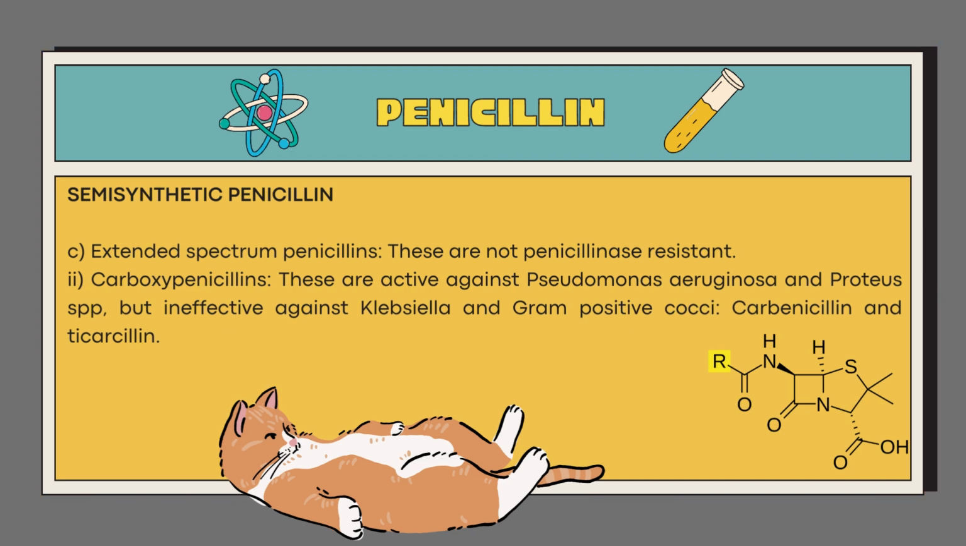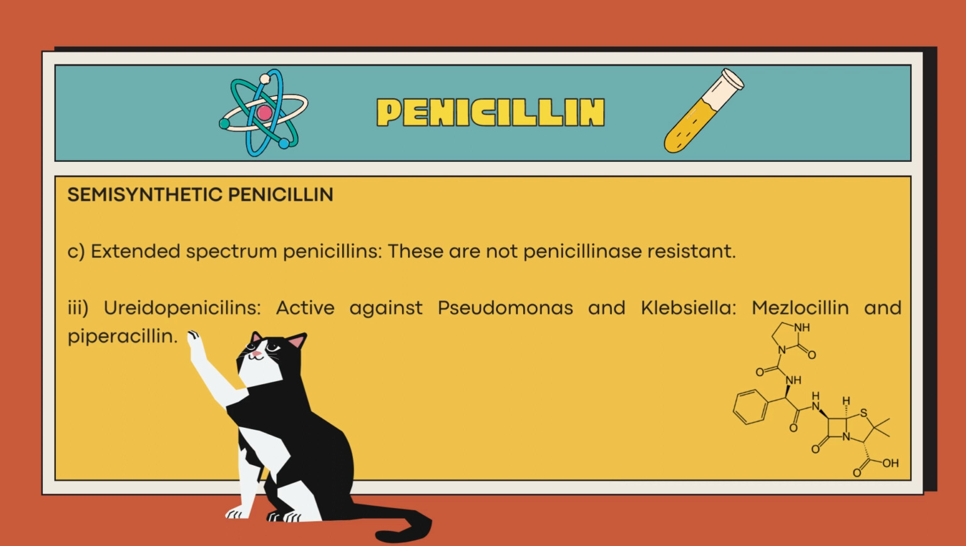Second, for the extended spectrum penicillins, these are the carboxypenicillins. These are active against Pseudomonas aeruginosa and Proteus species but ineffective against Klebsiella and gram-positive cocci: carbenicillin and ticarcillin. Third, for the extended spectrum penicillins, we have the ureidopenicillins. These are active against Pseudomonas and Klebsiella species. Examples are the mezlocillin and the piperacillin.